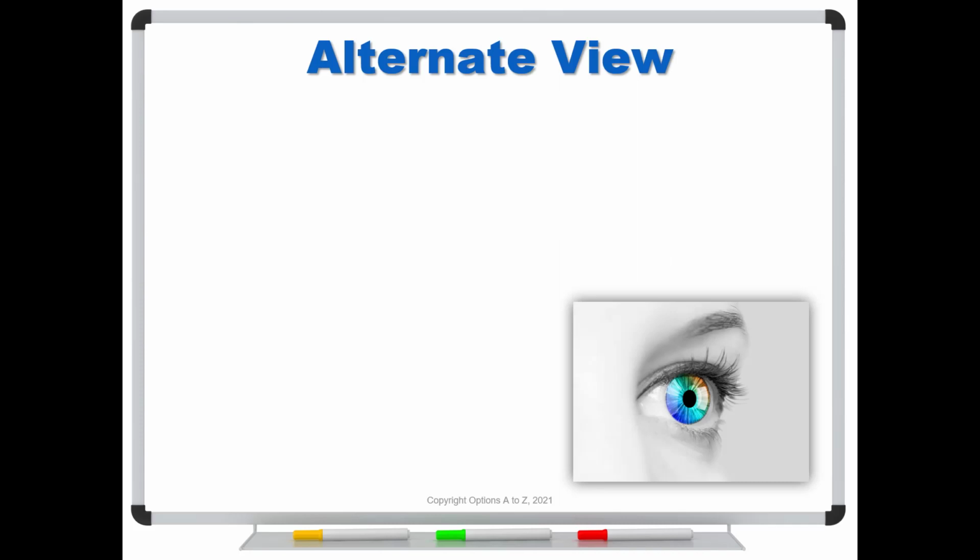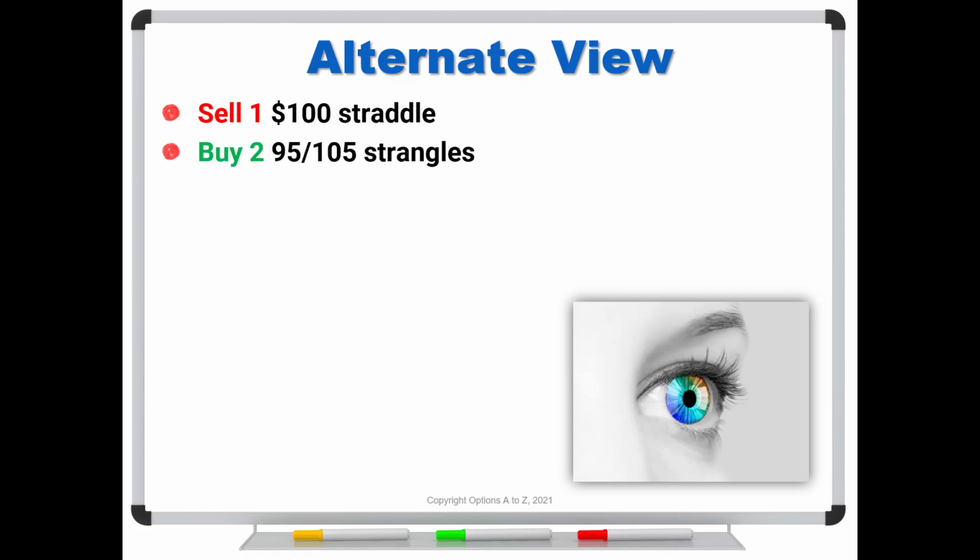Let's say that you sold one straddle. That's selling the call and the put with the same strike. But then you bought two wider strike strangles. So we sell the 100 straddle, we buy the 95/105 strangles. That would be buying the 95 put and buying the 105 call, but we're doing it twice. What's that going to do? Well, let's start with selling the 100 straddle. Again, that's short the 100 call and put.